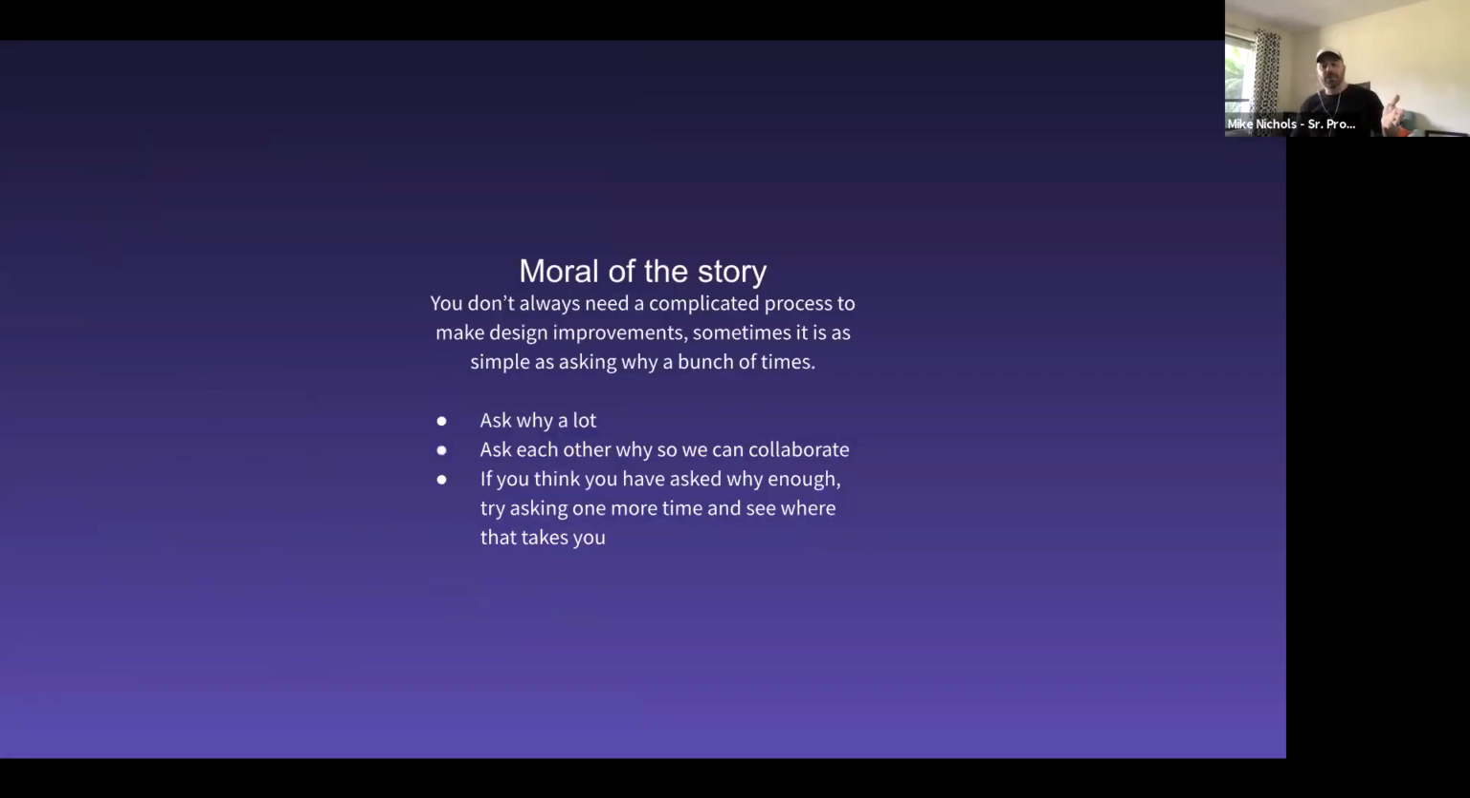So the moral of the story is, you don't always need a complicated process to solve design problems. Sometimes it's just as simple as asking why a whole bunch of times. So my advice is to ask why a lot, ask each other why so we can collaborate. And when you get to that moment where you think, I've asked why enough, try asking why one more time and see where that takes you. And that's it.